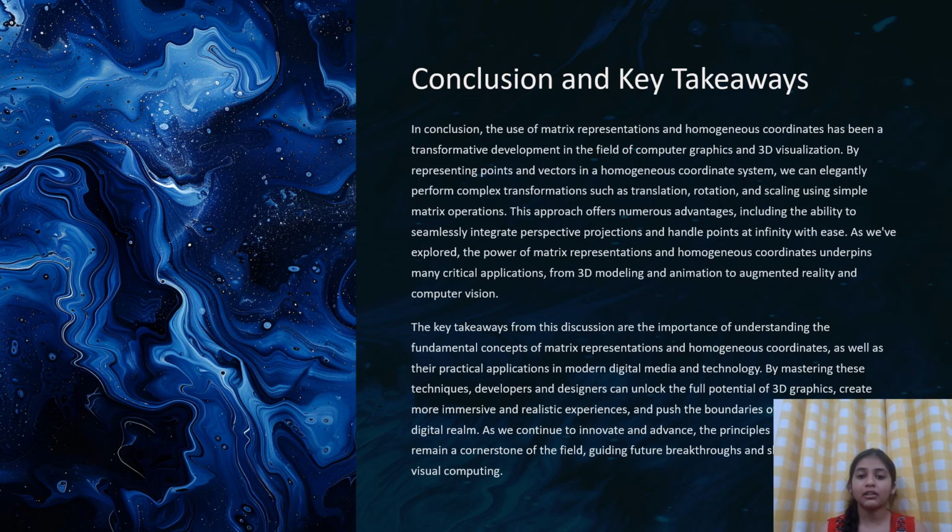By mastering these techniques, developers and designers can unlock the full potential of 3D graphics, create more impressive and realistic experiences, and push the boundaries of digital reality. As we continue to innovate and advance, these principles remain a cornerstone of the field, guiding future breakthroughs in visual computing.